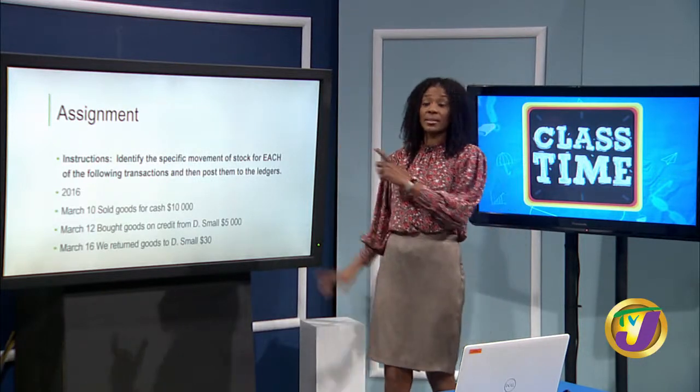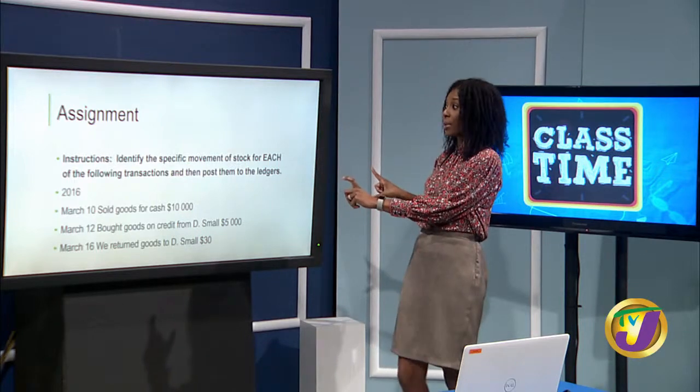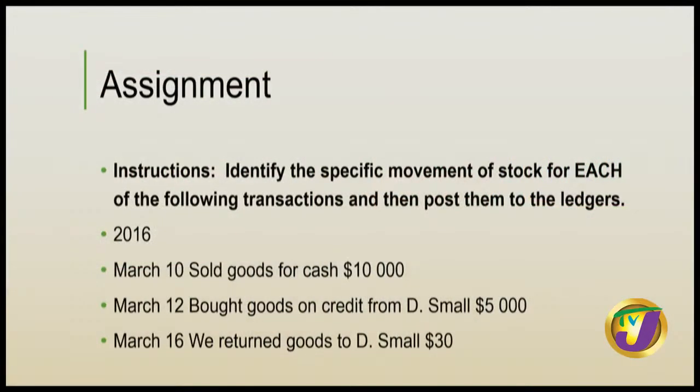Now I want you to take a snapshot of your assignment. You're going to identify the specific movement of stock for each of the transactions below, and then post them to the ledgers. 2016, March 10, sold goods for cash, $10,000. Same 2016, March 12, bought goods on credit from D Small, $5,000. March 16, we returned goods to D Small, $30.